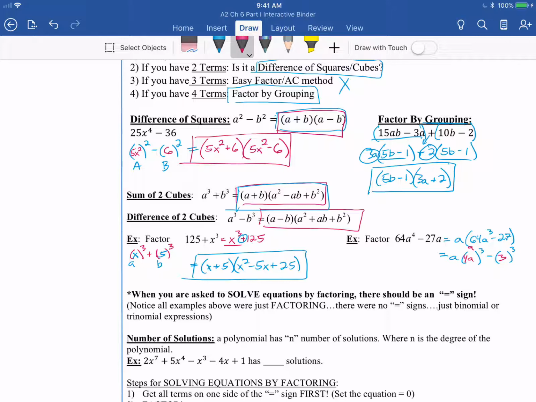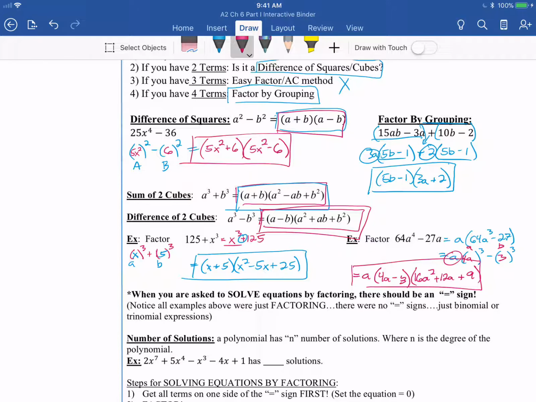Again, this is my a, this is my b. Make sure that this a stays out in front, so that's going to be a, and now it's going to be my a minus my b, so it's going to be 4a minus 3. And then over here, it's going to be my a squared, which is 16a squared. Don't forget to distribute that square onto the 4 as well. Plus my a times my b, which is 3 times 4a, which is 12a. And then plus my b squared, which is 9. There we go. That is my final answer there.